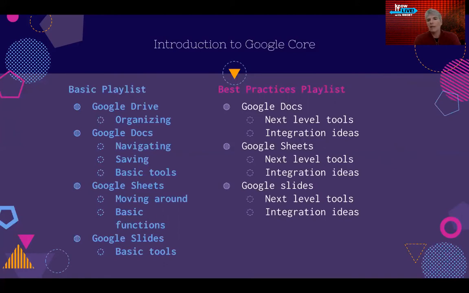And then the second portion of what I'm going to be talking about in that series is integration ideas within that tool. So Google Docs, how are you going to use that as a teacher? Sheets, same thing, and Slides.